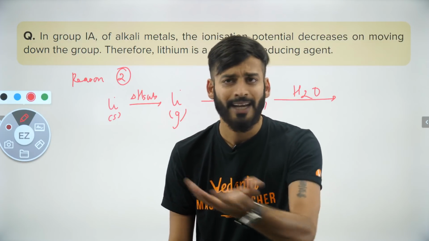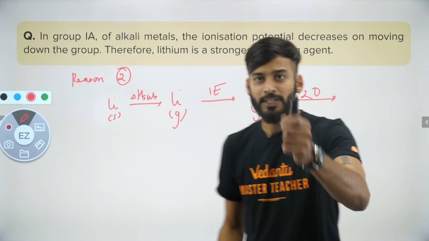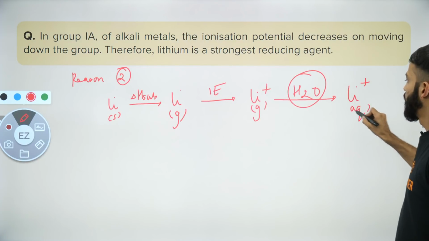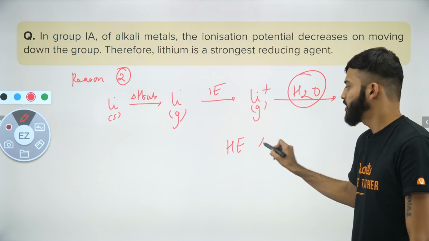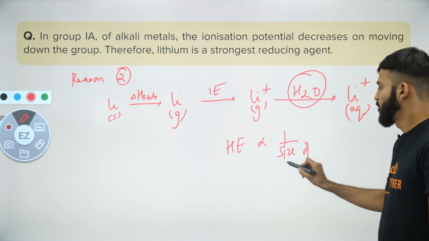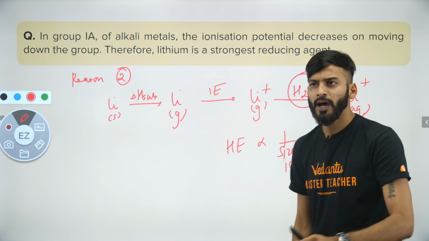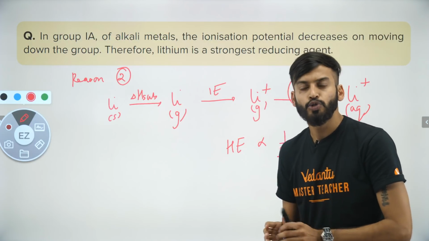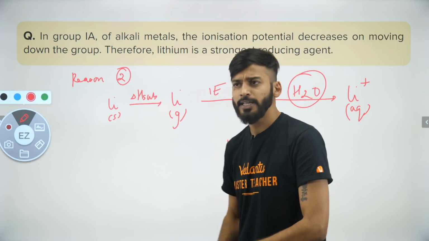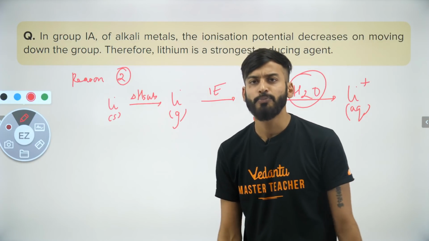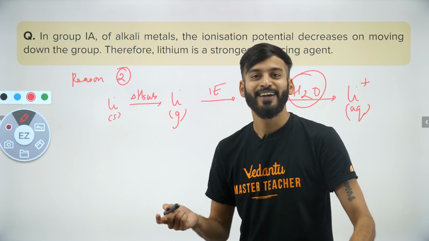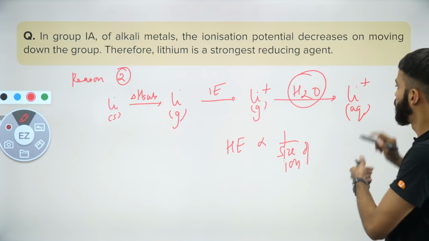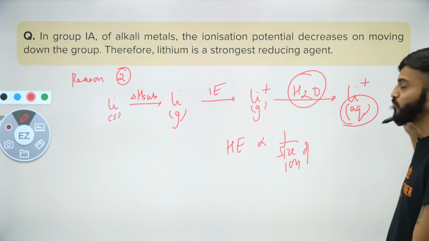Generally 99% of the time, water is your medium, your solvent. So whenever water is there, it will undergo hydration. We talked about hydration energy being inversely proportional to the size of the ion, in today's session. Lithium has the smallest size, so its hydration energy will be very, very high. If hydration energy is very high, automatically lithium can easily go from the gaseous phase to the aqueous phase, it wants to go.